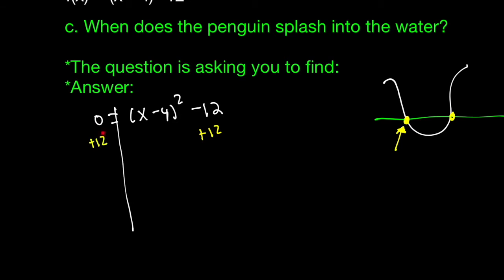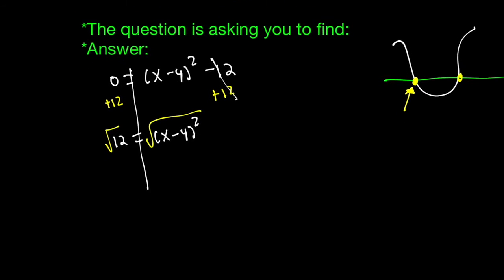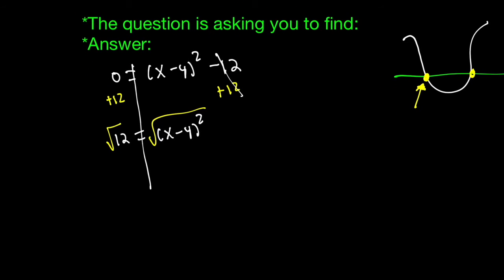And on the left hand side, 0 plus 12, we get 12. On the right hand side, the 12's cancel out, leaving us with quantity x minus 4 squared. Now to get rid of the second power, I'm going to square root both sides. On the left hand side, I get the square root of 12, which I'm going to have to approximate using my calculator. I get an approximation of about 3.5.